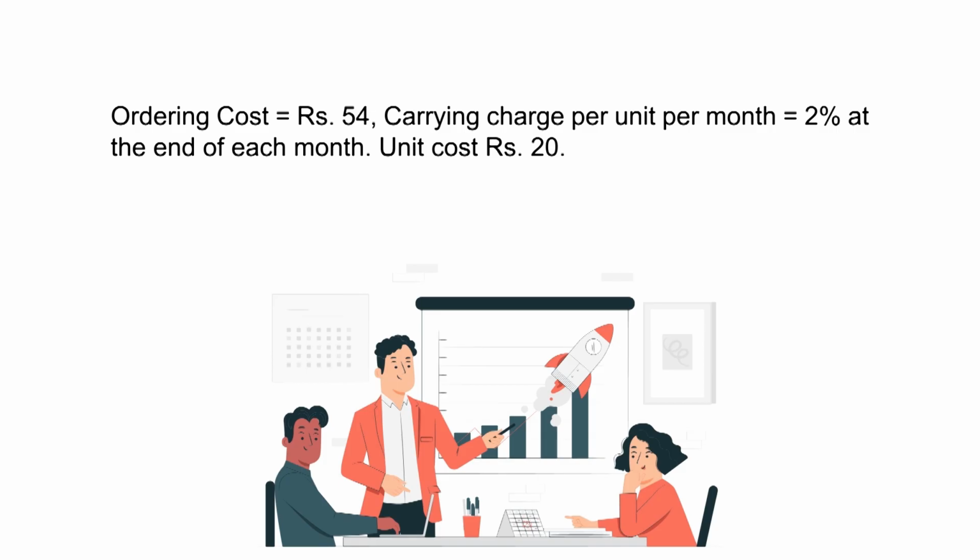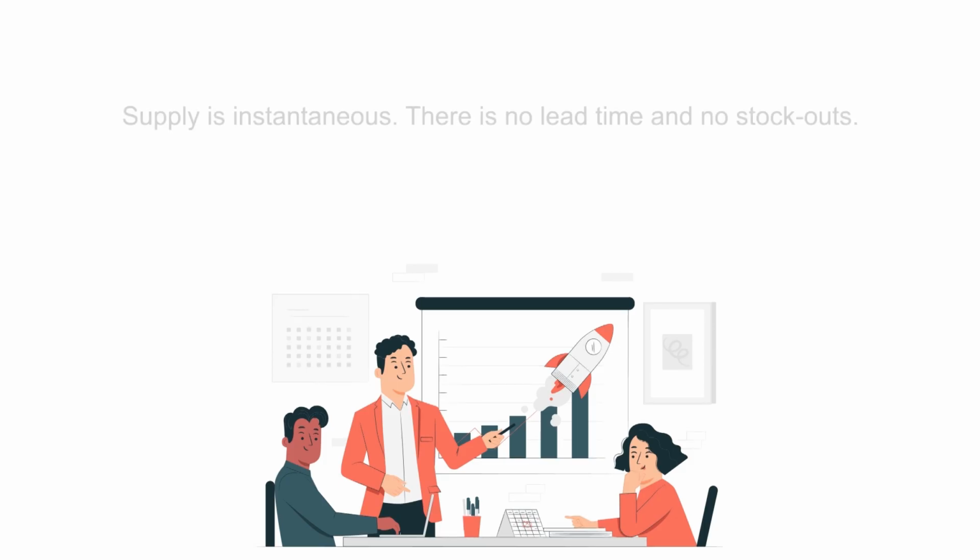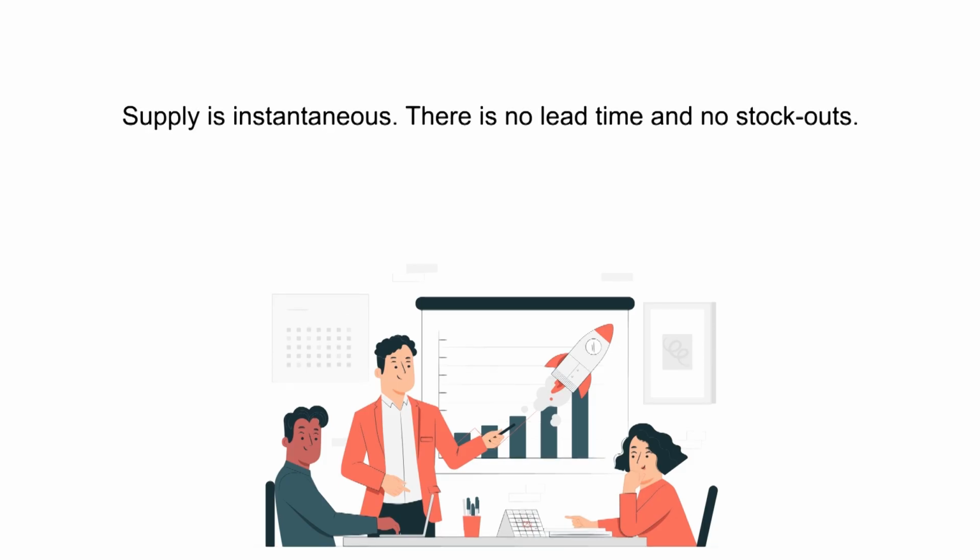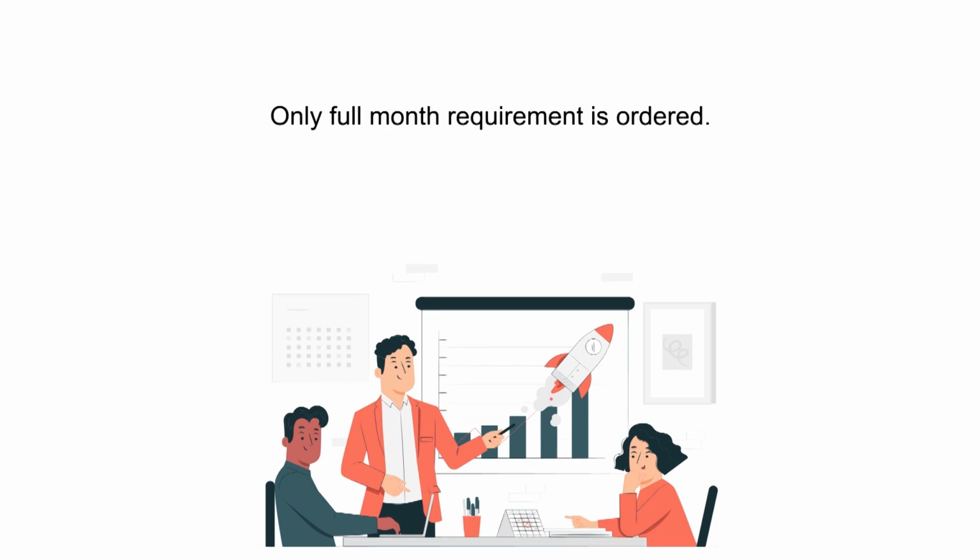So the ordering cost per order is 54 and the carrying charge per unit per month is 2% at the end of each month, means 2% of the inventory, where the unit cost is rupees 20. Supply is instantaneous, means regular supply is there. Then there is no lead time, no stock-outs. Only the full month requirement is ordered.